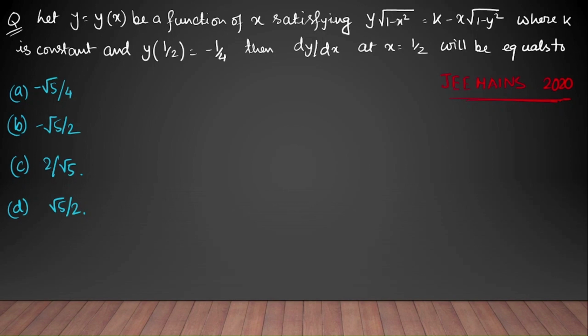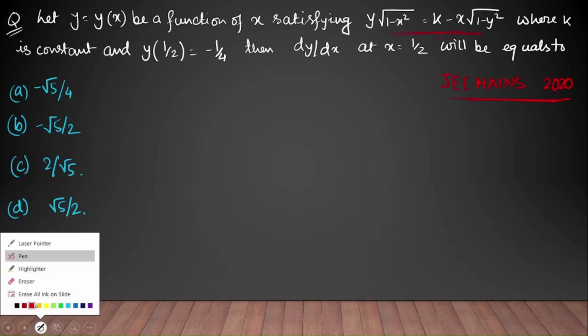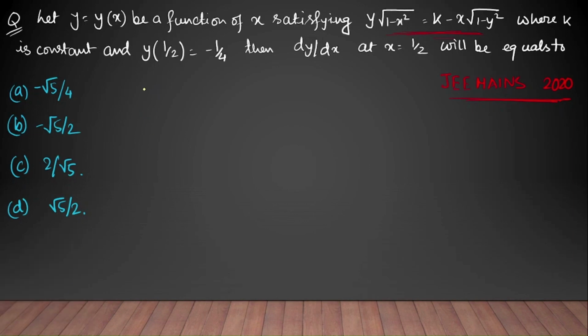Pause the video and solve the question, and after solving it come here, I am giving the solution. Let's start the solution. First of all, we have to simplify this function given in the question: y root under 1 minus x square plus x root under 1 minus y square equals k. Then we take derivatives on both sides.